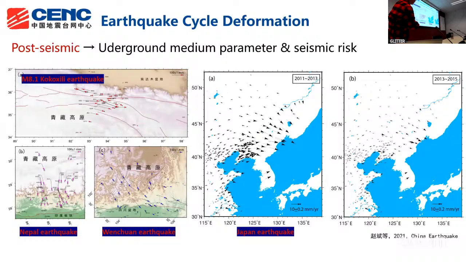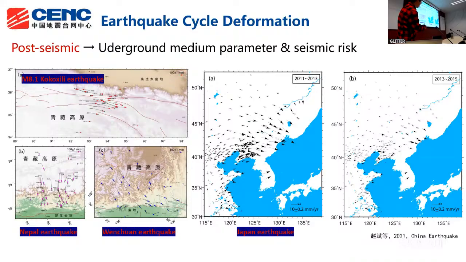And also the post-seismic. Post-seismic means that when a big earthquake happens, after the co-seismic stage, the tectonic stress will adjust with time. This adjustment can also cause variable displacement on the ground. So this also shows some cases. This is the Nepal earthquake, and this is the 2011 Tohoku earthquake, and in the center of the Tibetan plateau, and also the Wenchuan earthquake and the Japan earthquake.